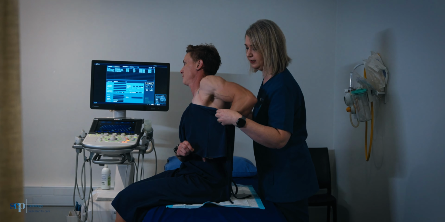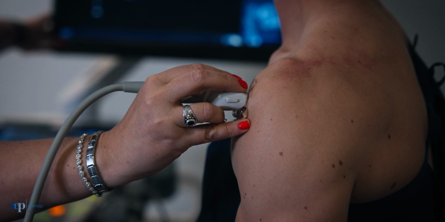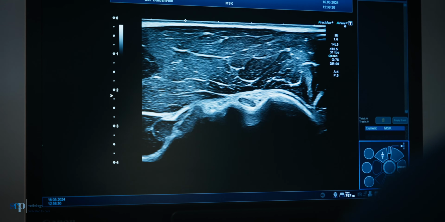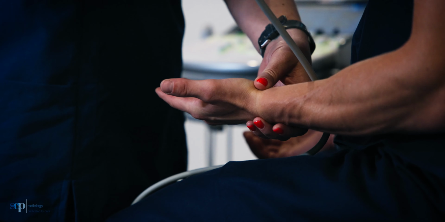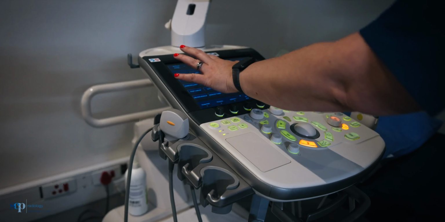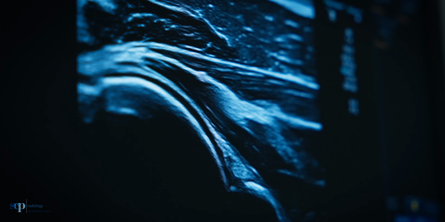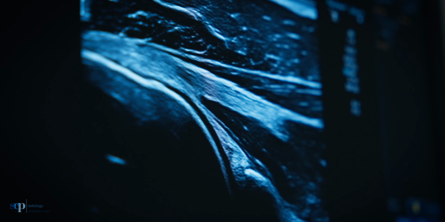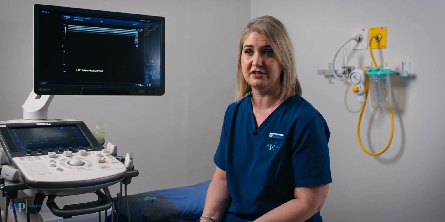The gel, we put that on the specific area, and that helps the sound to penetrate into the tissues, and we actually see a lot better. So that's why we use the gel. And then from there, if we've taken all our images, we send them through to the radiologist. If the radiologist is happy with the images that we've taken, the patient can go. And if not, the radiologist will instruct us on taking further images, or they will come in and examine the patient themselves.